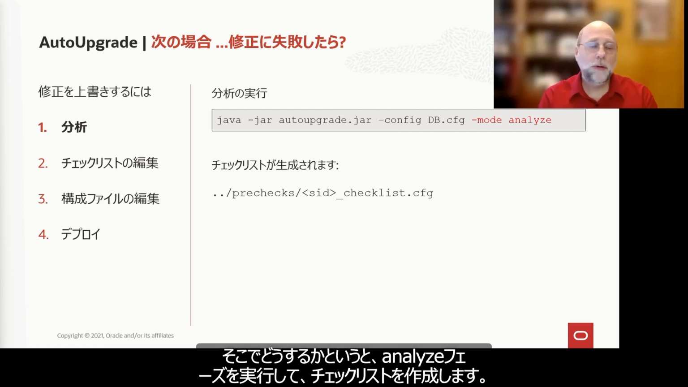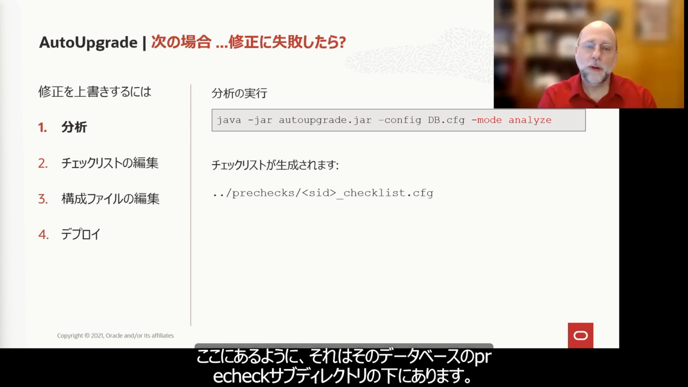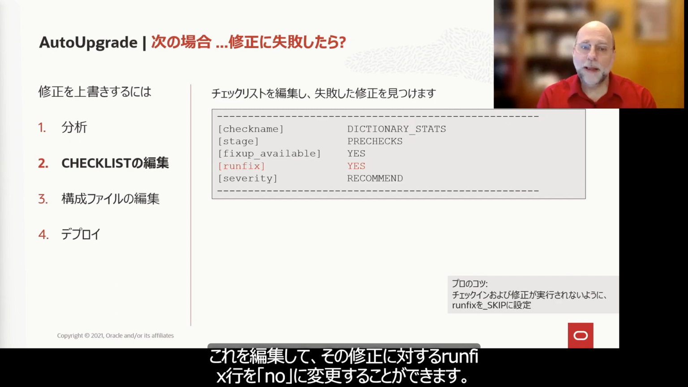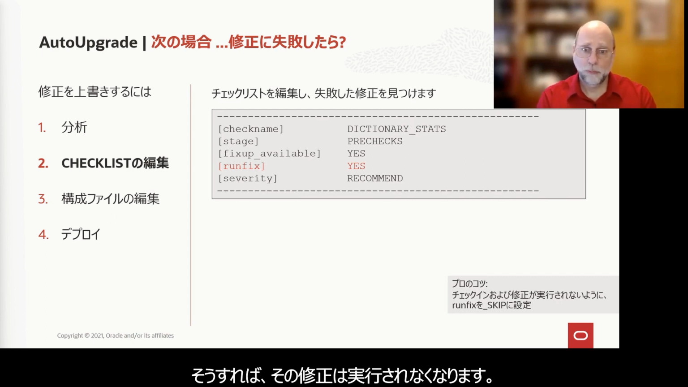Well, what you would do there is you could run the analyze phase, and that produces a checklist. As you can see here, it's under the pre-checks subdirectory for that database SID, and it will have the name _checklist.config as part of that checklist file. You can then edit that, and you could change the run fix line for that particular fix-up to be no, and that would prevent that fix from running.